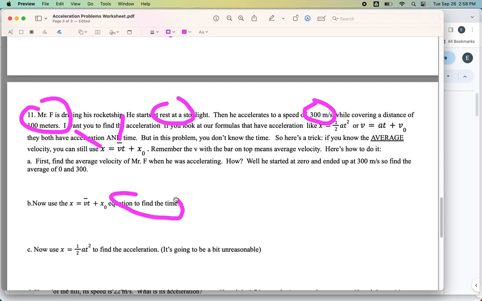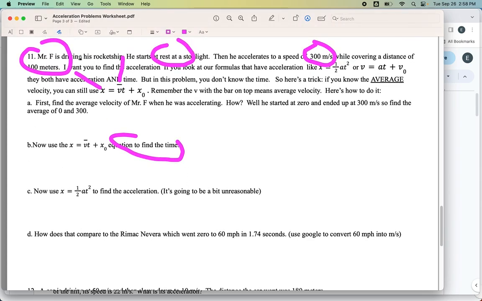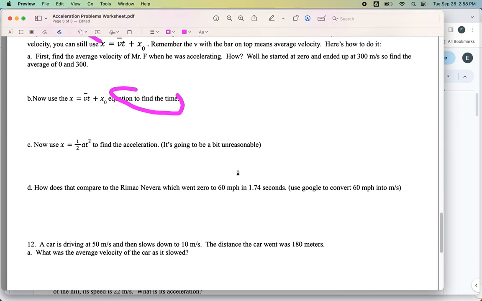Once you have the time, then you can go back and use this formula to find the acceleration. It's going to be unreasonable because it's a rocket ship, right? And it's getting up to 300 meters per second, which is like 700 miles an hour in the length of a football field, right? And then I just want you to compare.